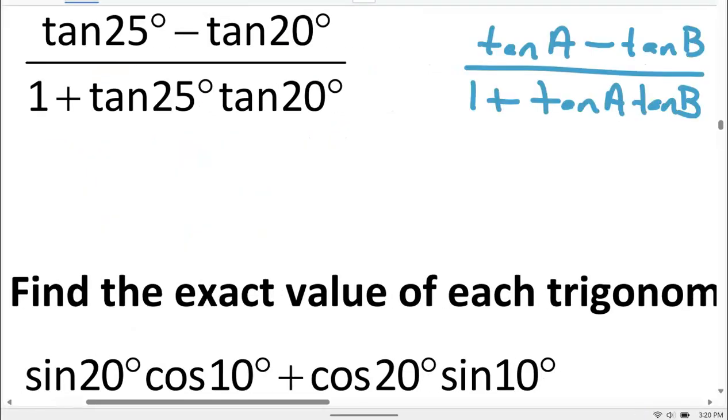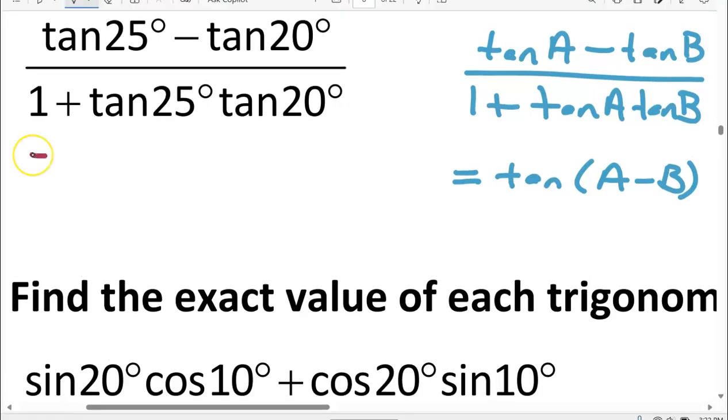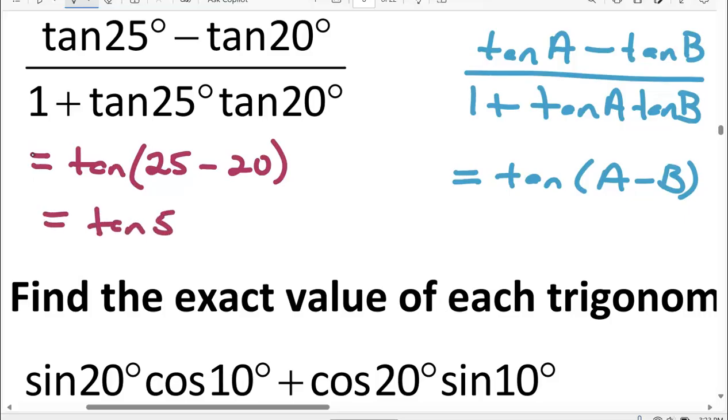In number 3, this fits the pattern of tangent A minus tangent B all over 1 plus tangent A times tangent B, which equals tangent of A minus B. So this expression is equal to the tangent of 25 minus 20, which is equal to the tangent of 5 degrees.